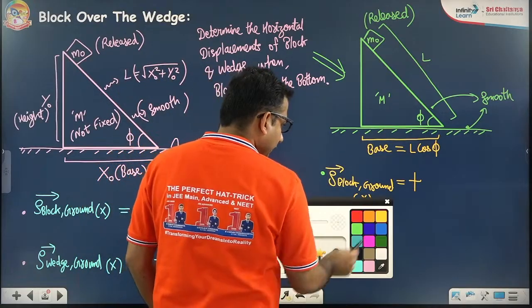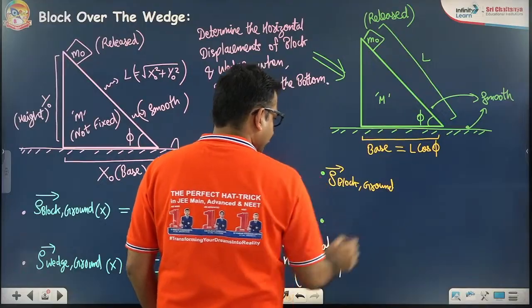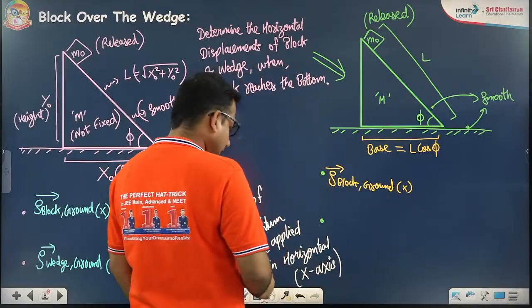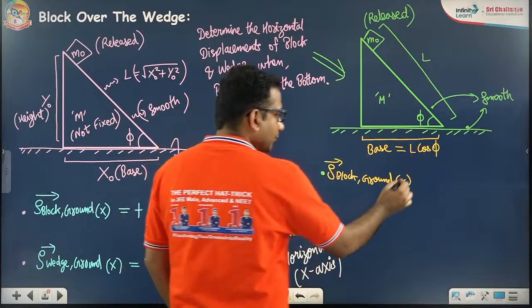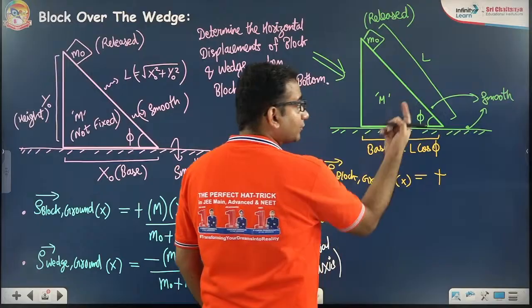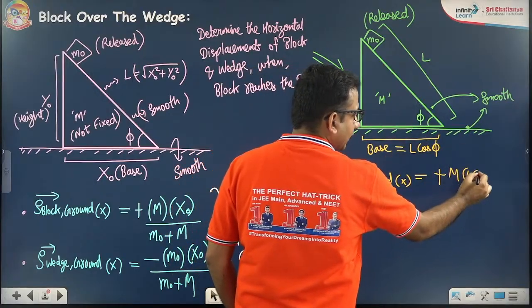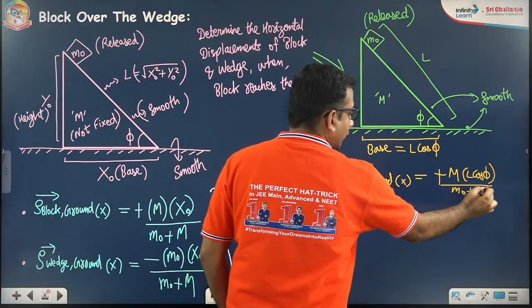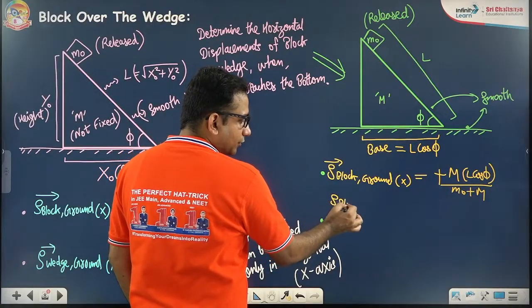Or if you want me to write both of them, let me write both of them for you. So displacement of block with respect to ground in horizontal direction, x, that is equal to, since it is moving in the forward direction, it is positive. Always take the opposite mass, capital M, into relative displacement L cos phi by total mass of the system, m naught plus M.